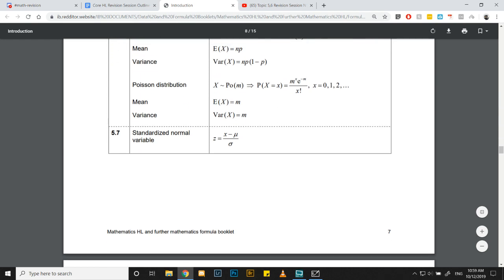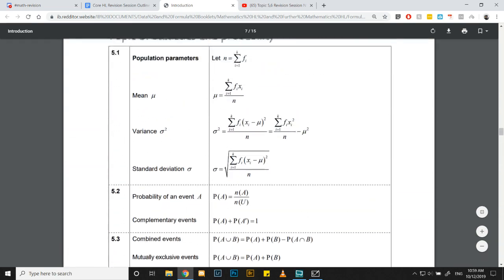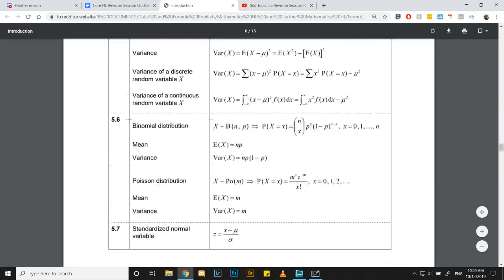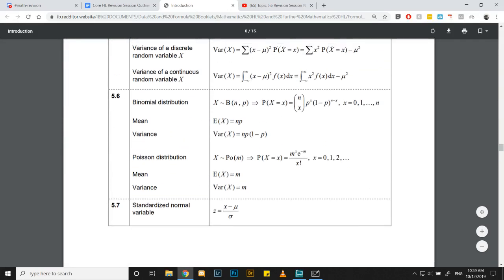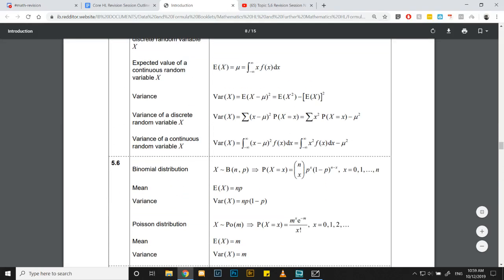Make sure you know how to use your calculators. Statistics is almost all using your calculator. They're just giving you these things. They're literally giving you the answers here for all this stuff.